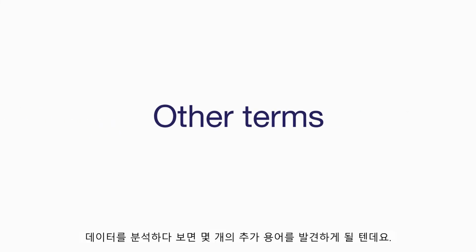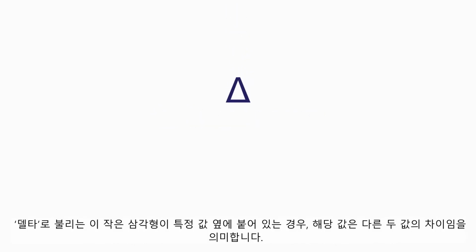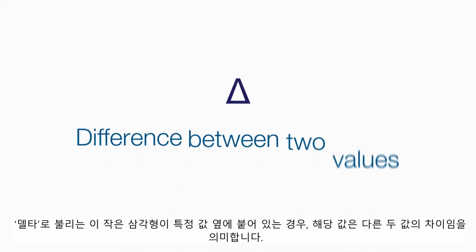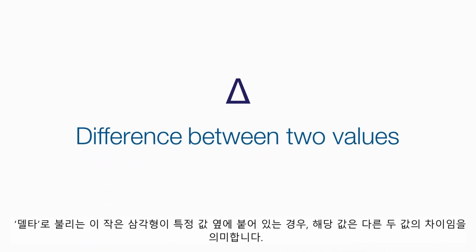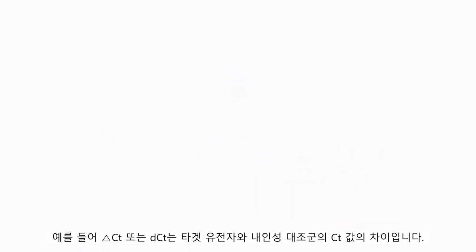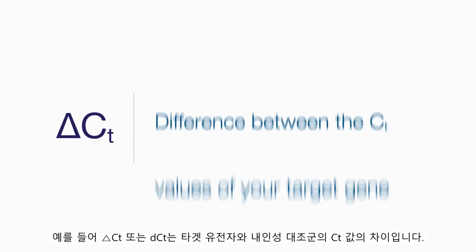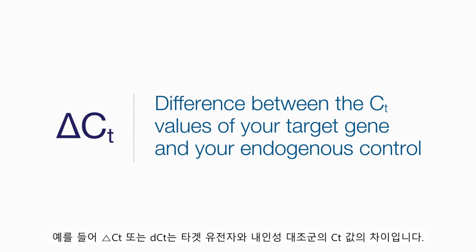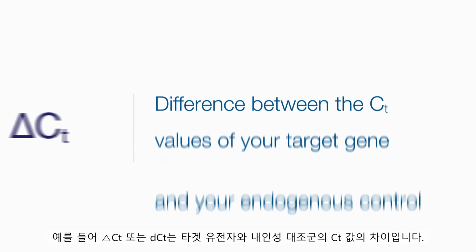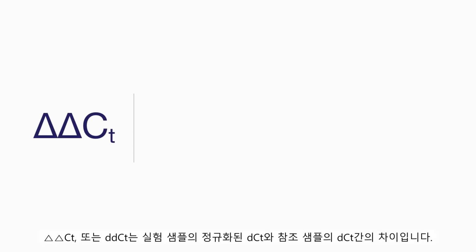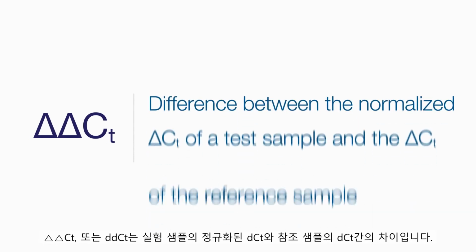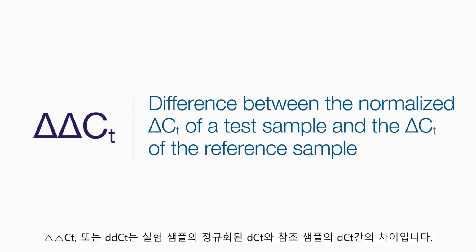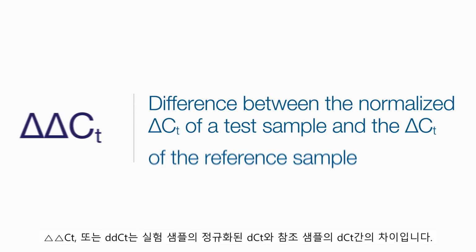You may run across a few other terms during data analysis. Anytime this little triangle, or delta, appears next to a value, it indicates the value has been calculated as the difference between two other values. For example, delta CT, or DCT, is the difference between the CT values of your target gene and your endogenous control. Delta delta CT, or DDCT, is calculated during a comparative CT analysis, in which the normalized delta CTs of a test sample and a reference sample are compared.